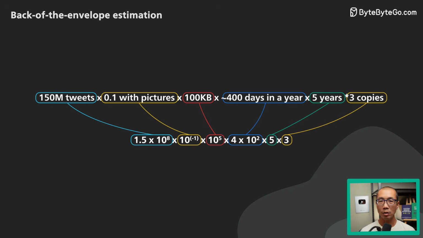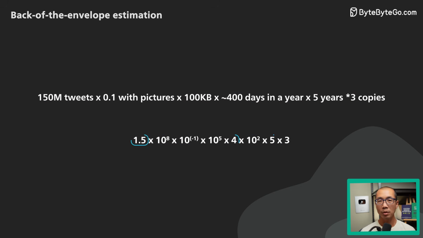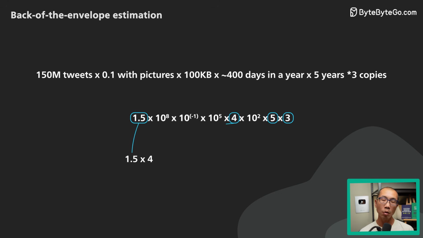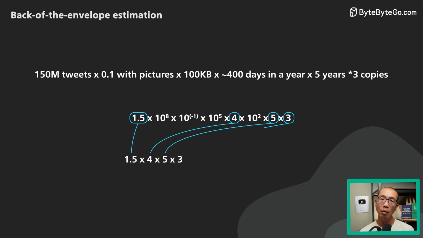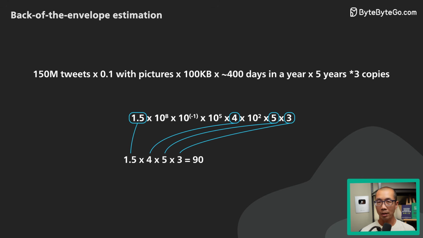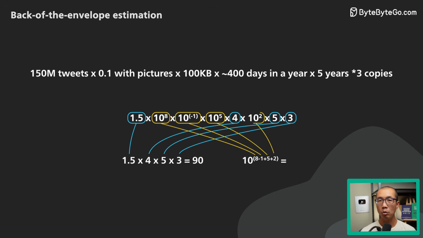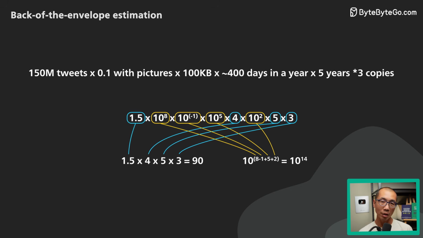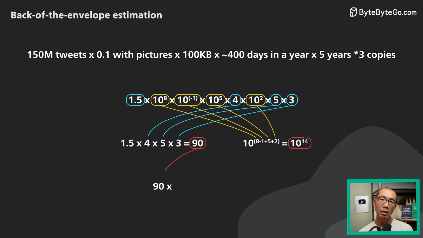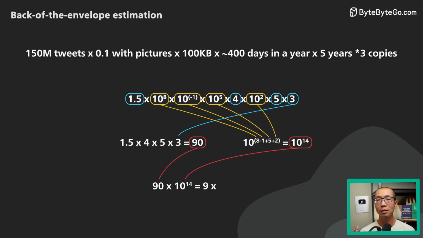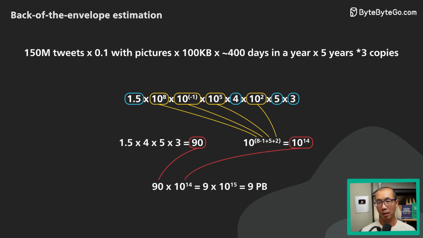Again, we group the powers of 10s together. This becomes 1.5 times 4 times 5 times 3, which is 90, and 10 to the 8th minus 1 plus 5 plus 2, which is 10 to the 14th. And that becomes 9 times 10 to the 15th, which is, from the table, 9 petabytes.